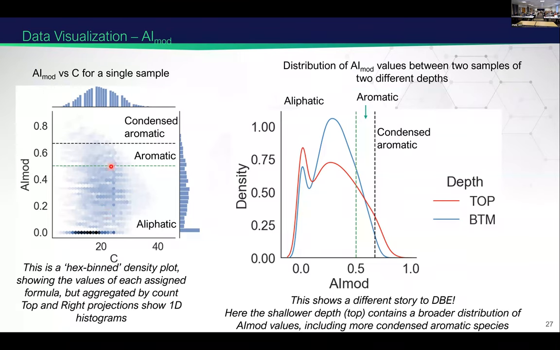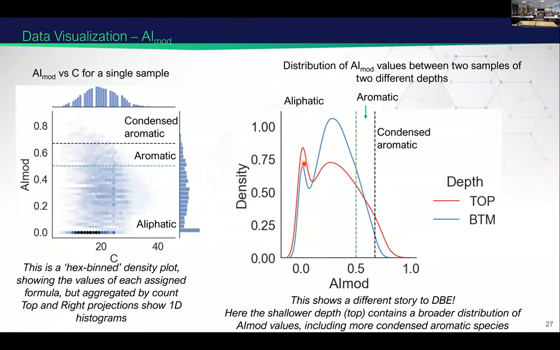And you can see that in this particular case, the vast majority of the species annotated fall in this aliphatic range, and only a small subset fall in the aromatic or condensed aromatic range. And again, we can compare the top and bottom of a specific soil looking at this distribution. And if you can remember back, the double bond equivalent showed a very discrete difference between top and bottom, where bottom had higher DBEs. In this case, it's more nuanced.